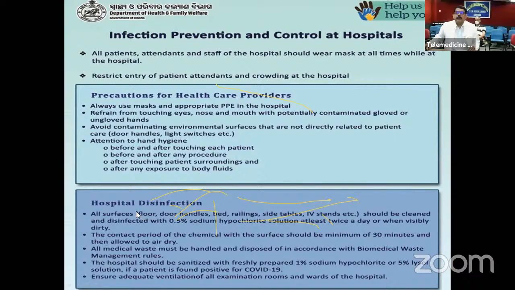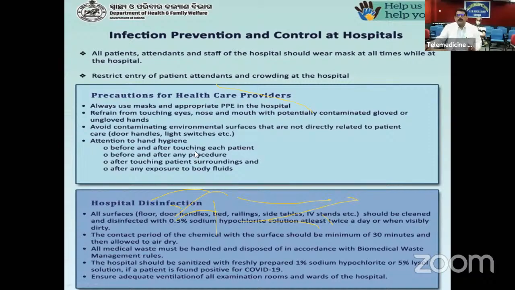Hospital disinfection has to be done properly with 0.5% sodium hypochlorite solution, as well as 70% alcohol. The contact period of the chemical is important, and medical waste has to be disposed of very properly. So hospital disinfection, infection prevention control, hand wash, mask, and social distancing are very important in our procedure.